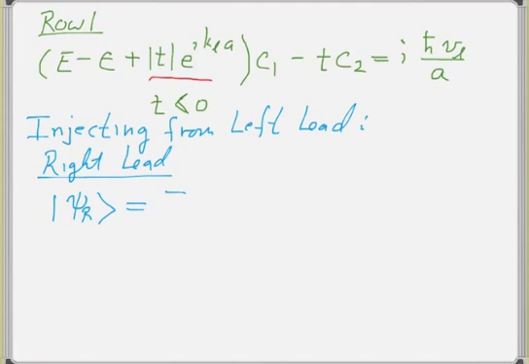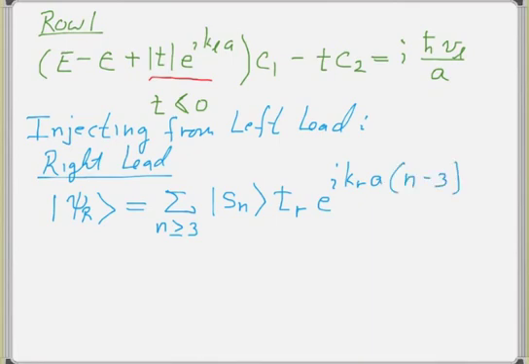is equal to the sum over n greater than or equal to 3, because of my 3-node device, of S sub n, so I get T sub R e to the i k sub R a to the n minus 3. So that would be the form of the wave function coming out the right-hand side. And so, again, we go through the same procedure.